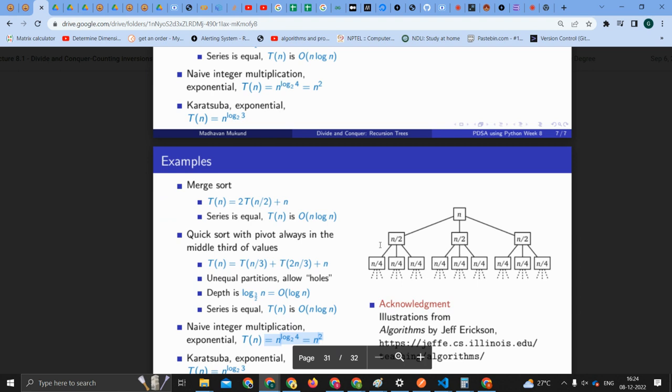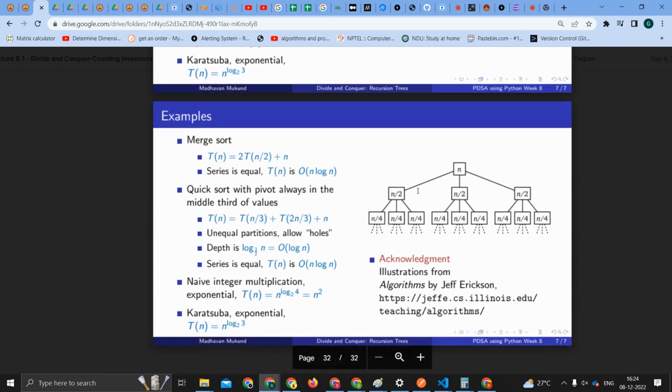The first one is n, the second one is 3n by 2. This is not equal, no? This is an increasing series, right? Which means it will be exponential. So the value goes, look at that.